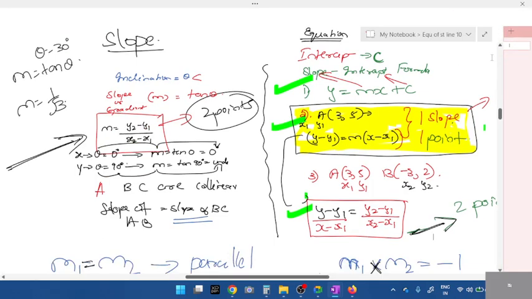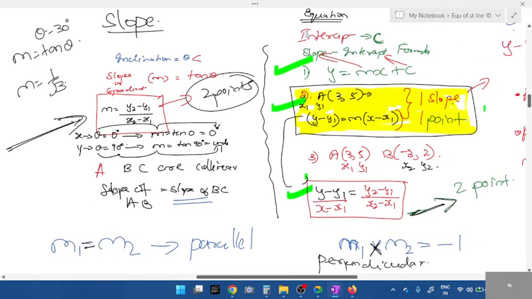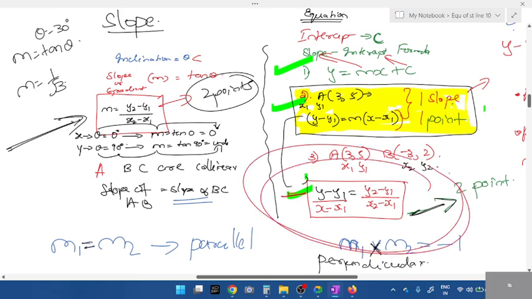Yeah, look at the formula, students. Even I got confused. We need to find the equation when 2 points are given. What is the equation? Down this part, what is the equation given? y minus y1 divided by x minus x1. We have to use that.